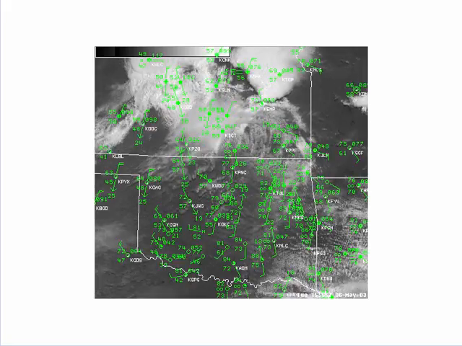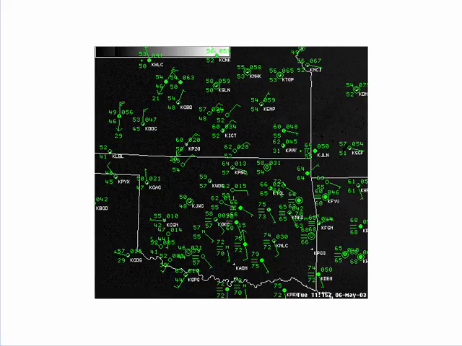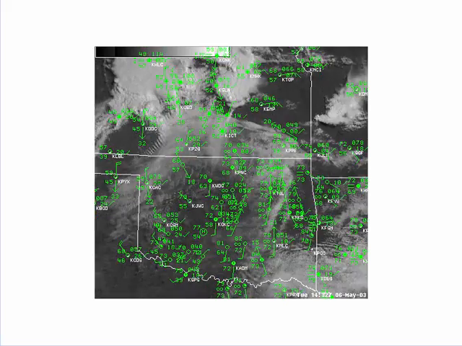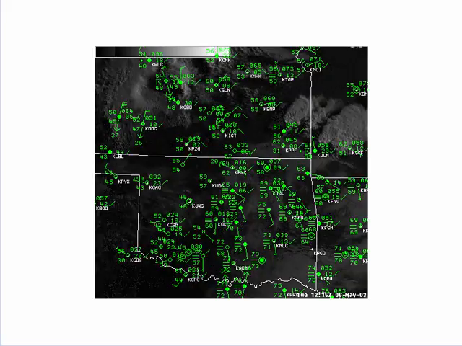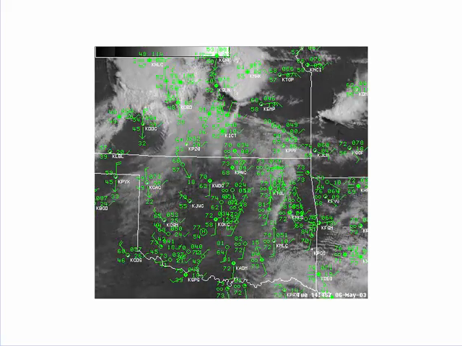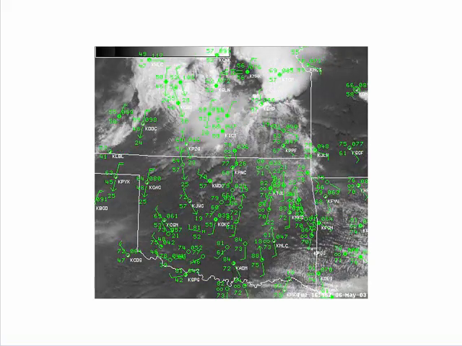If we turn on the METARs, you can see that northerly winds, temperatures in the 40s and 50s. So this convection in western Kansas is definitely elevated convection. It's rooted above the boundary layer. And even though it may be producing some severe weather, it's not something we should be too concerned about.